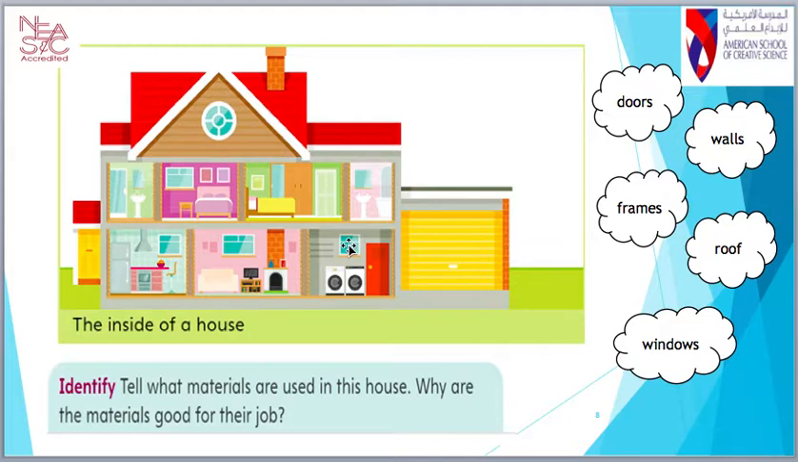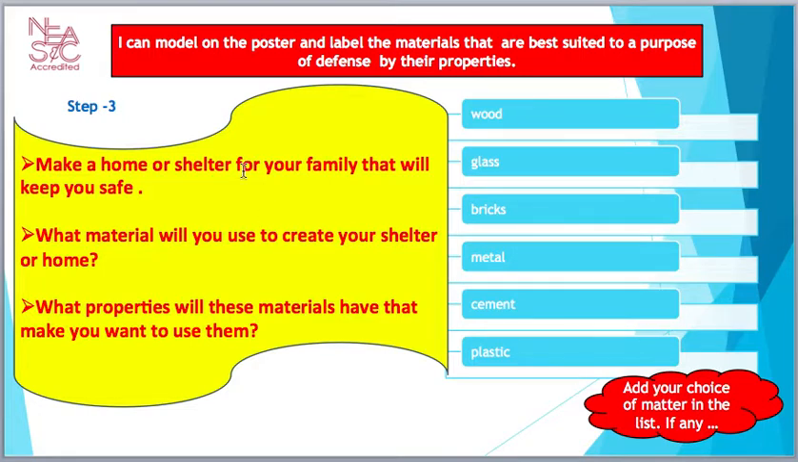Well done, amazing. So a window is transparent and a door is not transparent. I cannot see through the door, but I can see through the window. So when I'm in my room, I want the light to come inside my room. So that's why I use glass, so the light can come through from outside. Amazing. Now let's go to the next one.